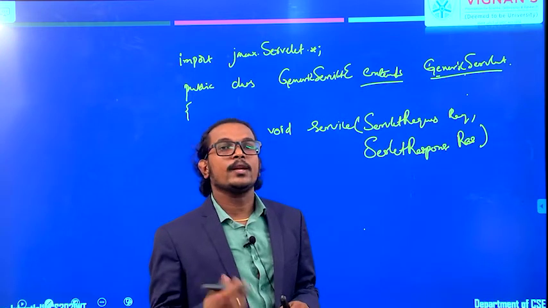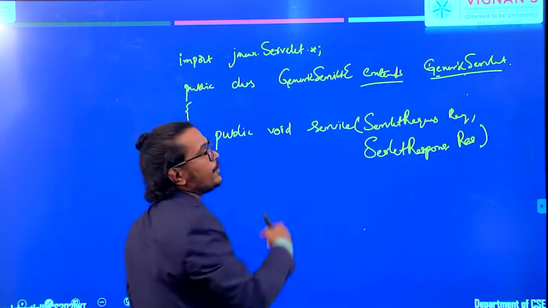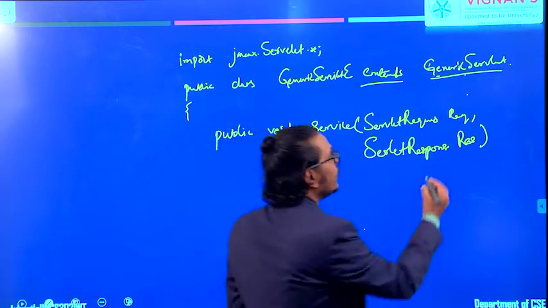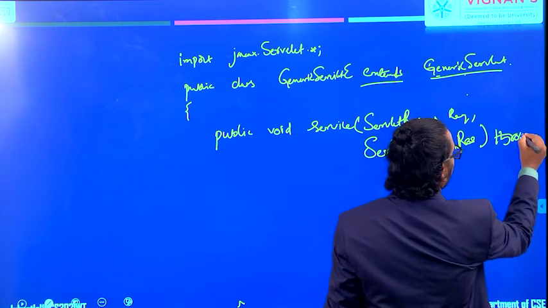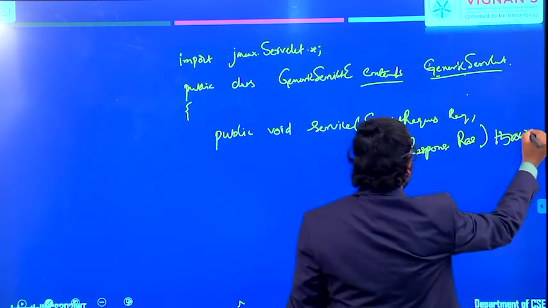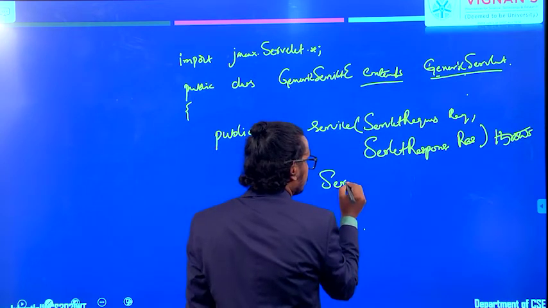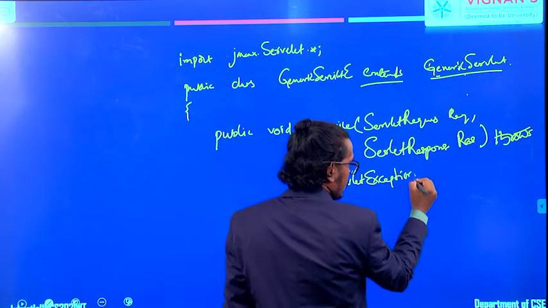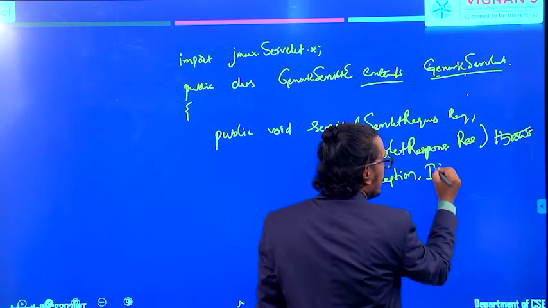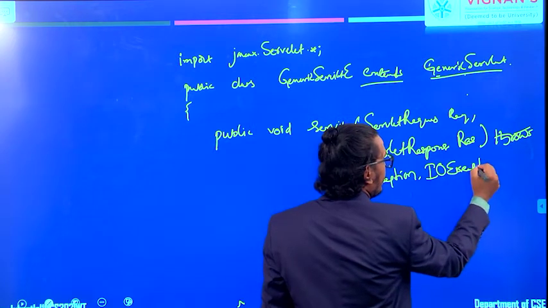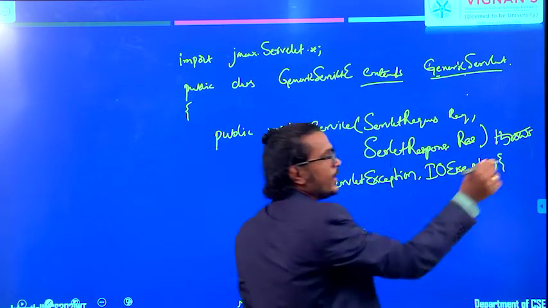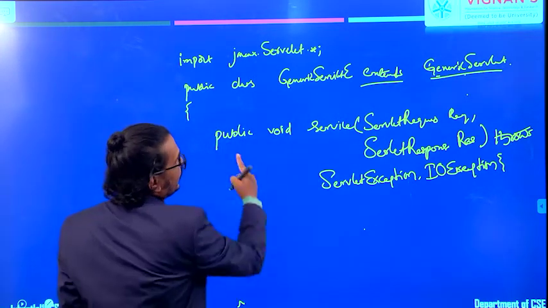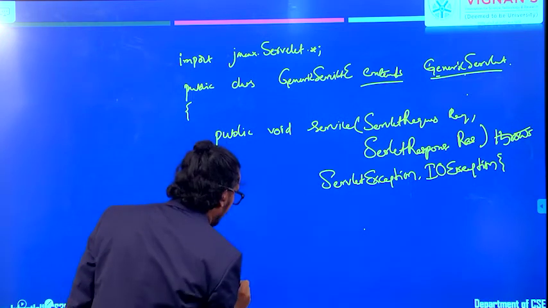And in this service method, we are throwing some exceptions, right? What are those exceptions? If you are using the servlet class, it will throw a ServletException. You can throw the ServletException, or you can throw an IOException also. If you are using SQL connections, you can throw the SQLException also. Okay, so now the template of the service method is over.